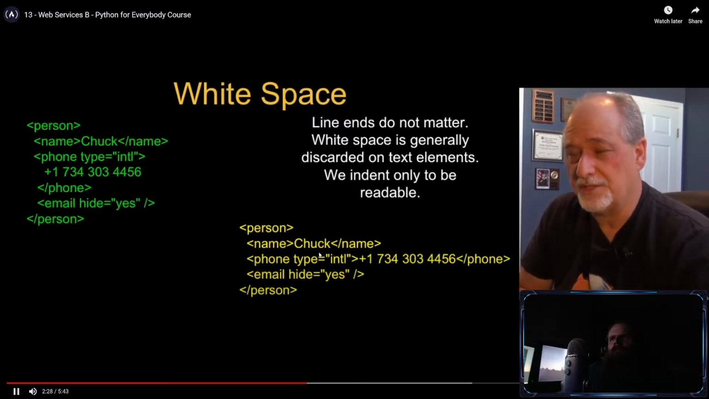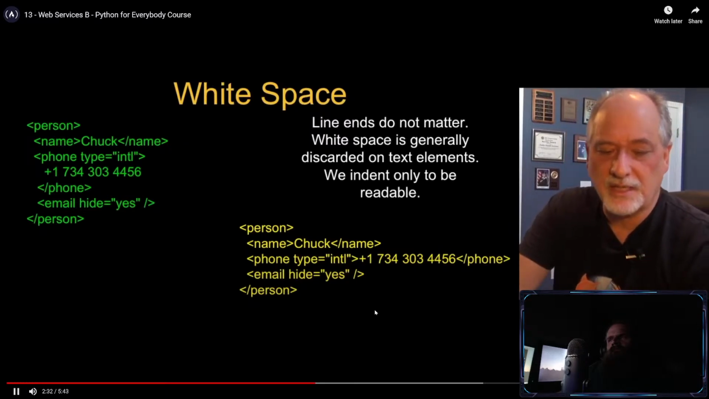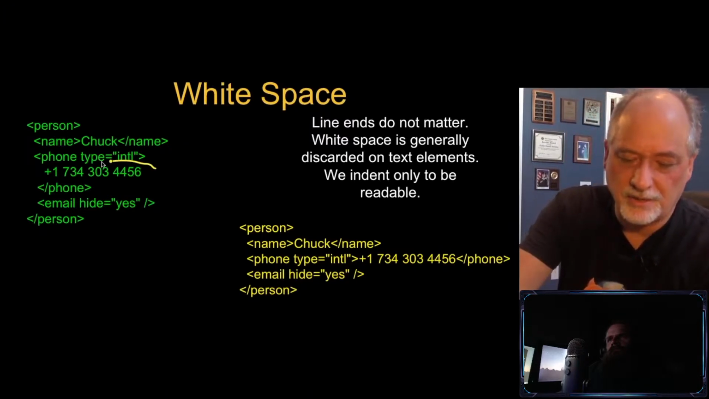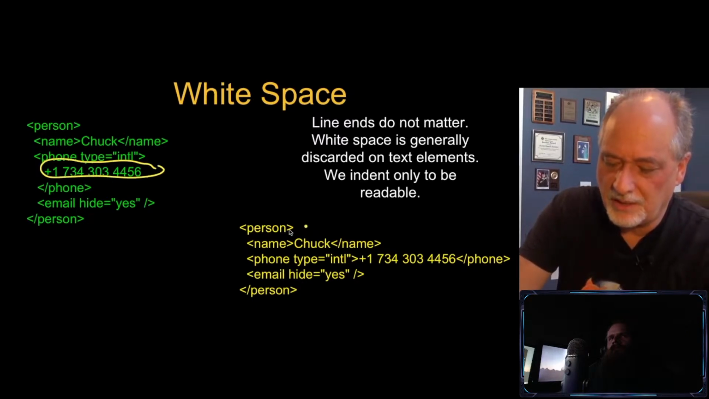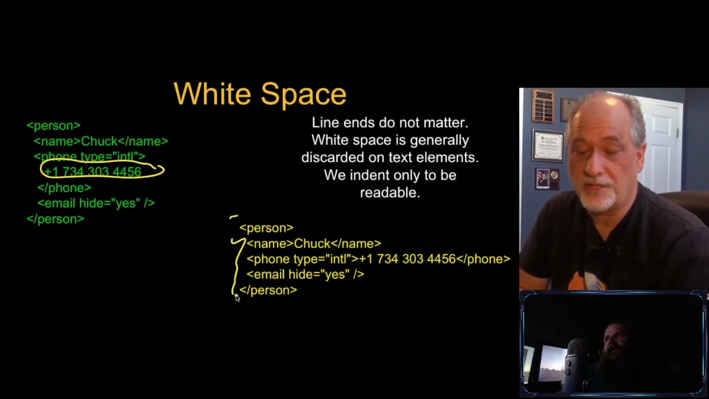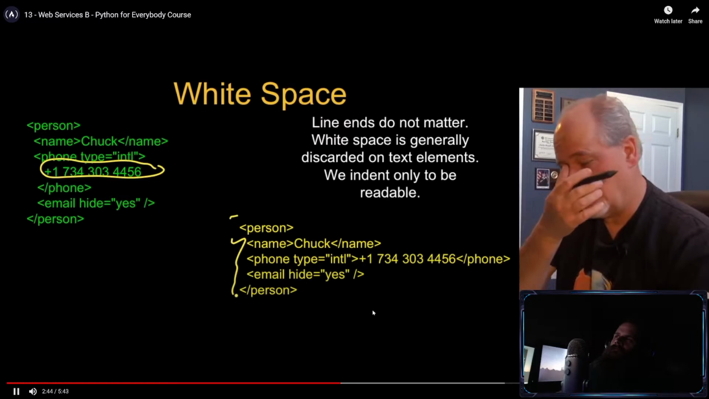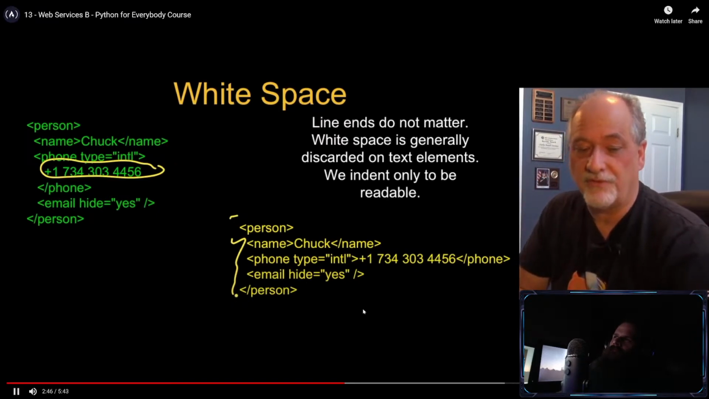In general, XML doesn't care too much about white space. It does in the text areas, so in here it matters and here it matters, but things like we can indent this a little bit differently, and we tend to indent it in a way to make it look reasonable. Although once you have programs sending it back and forth, they tend to send it more compacted just for efficiency purposes.